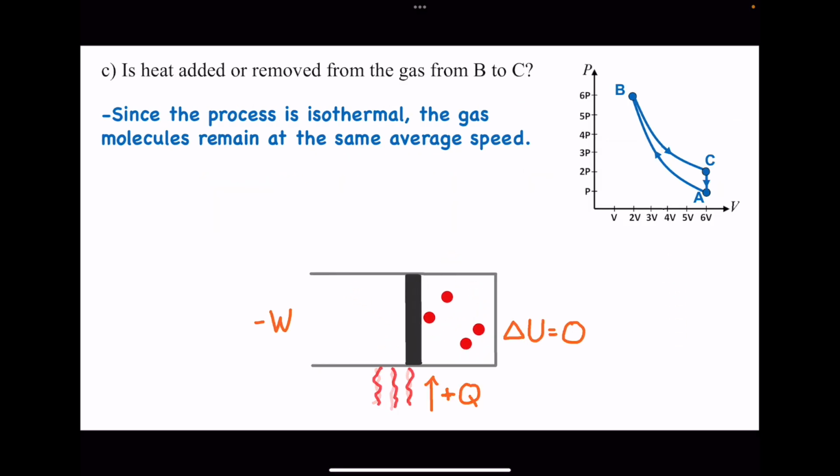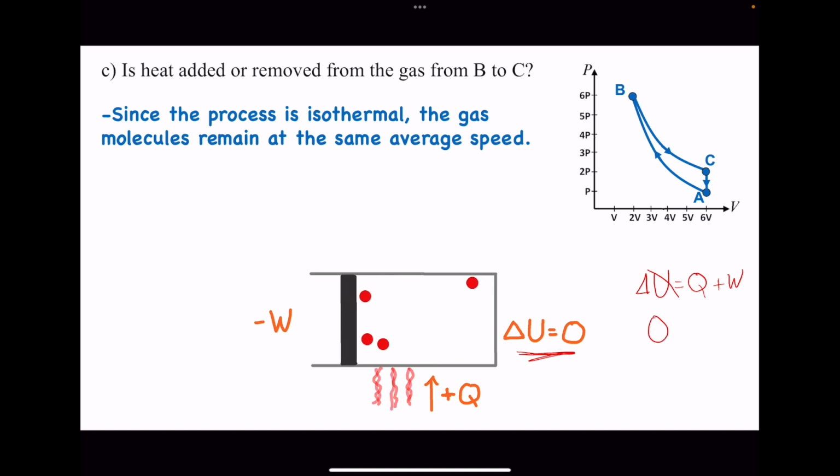Part C asks if heat is added or removed, going from state B to state C. So this is an isothermal process. In an isothermal process, there's no change in temperature, so there's no change in internal energy, and delta U is 0. Now quantitatively, looking at the first law, delta U is 0. And then looking at the graph, I can see that the gas is expanding, so there's negative work being done. So if there's negative work, that means that Q has to be positive.